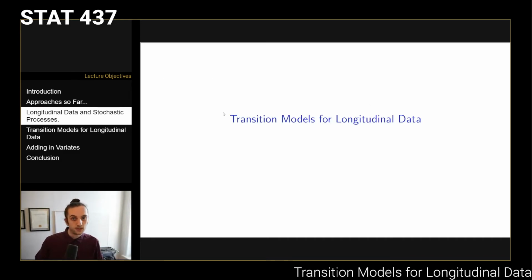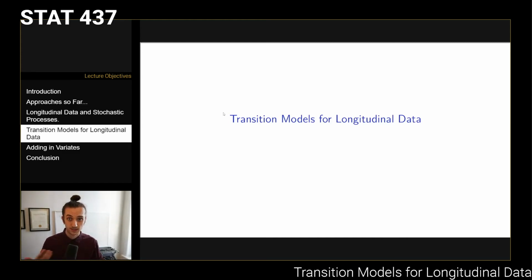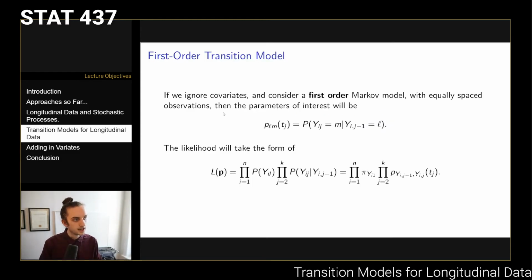So we can start to think about modeling longitudinal data based on these transition models, based on this framing as a stochastic process. We can define a first order transition model. We're going to assume that we have a first order Markov chain, and we want to estimate those probabilities based on a data set. The parameters that we care about are the probability that y_ij is equal to m, given y_ij minus 1 is equal to L. So that's the L to M transition probability, and here it's occurring at time t_j, because we're looking at the jth iteration.